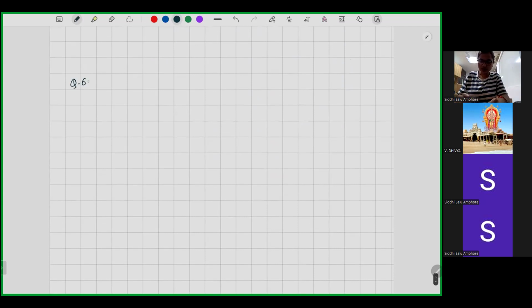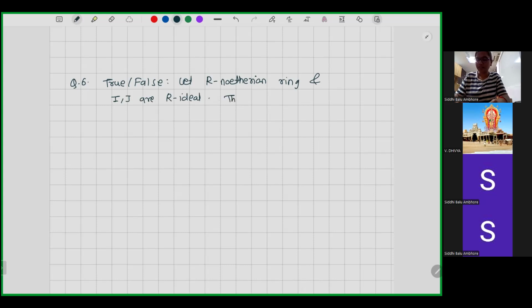Okay, so let's move to the next question. Again, true or false. Let R be a Noetherian ring and I comma J are ideals in R. Then they are saying that the height of J in R is at least the height of J plus I quotiented by I in R mod I.